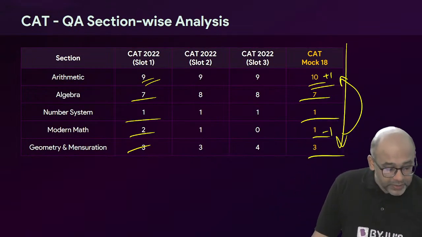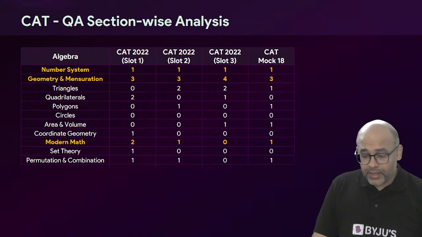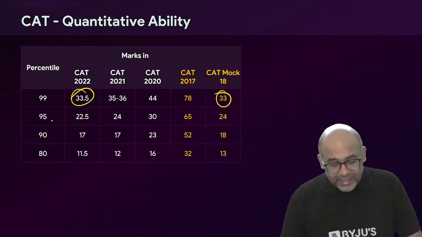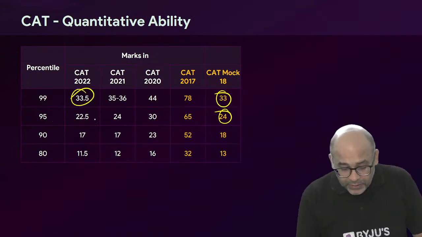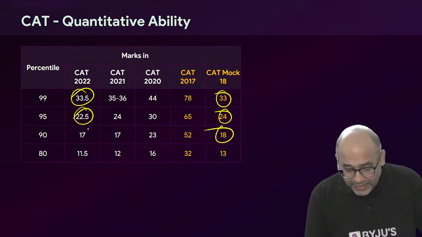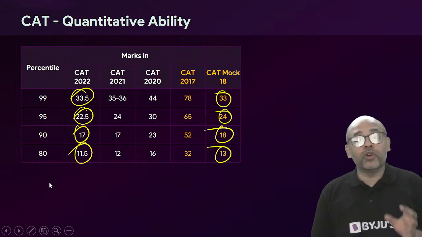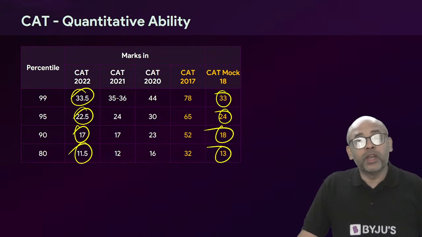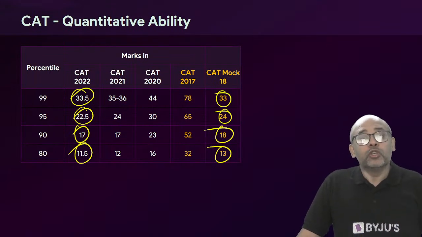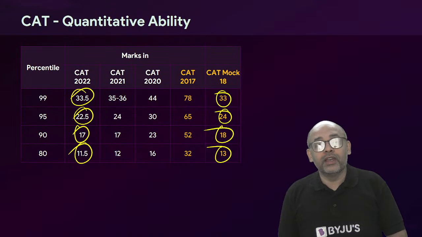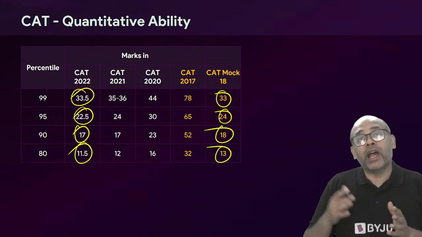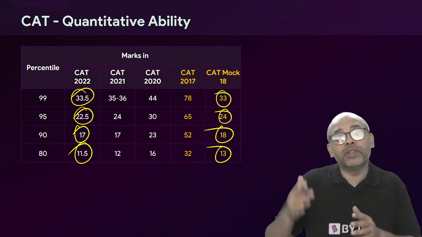But let's take a look at whether the difficulty was the same. Okay. So if you look at the difficulty level, look at it. It matched exactly: 33 and a half, 33, 99 percentile, 24 and 22 and a half, so 23 and 24, 18 and 17, 13 and 11 and a half, so 12. So our paper of quant versus the CAT 22 structure was very similar in difficulty level. Very similar in difficulty level. So the score that you are getting today can be taken as an actual hint of what you might get, assuming that the preparation is going to be the same.